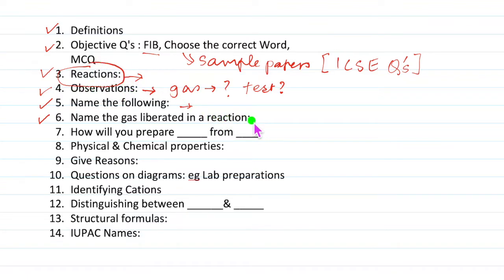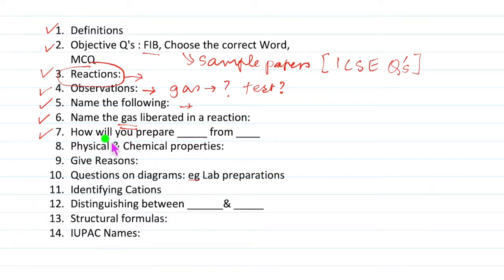So whenever there is a reaction in which a gas is liberated, make sure that you know which gas is liberated, what will be the color of that gas. For example, if it is concentrated nitric acid reacting with a metal or a non-metal, then you know that NO2 gas will be liberated. Nitrogen dioxide, what is the color? Reddish brown in color. So you need to remember that.